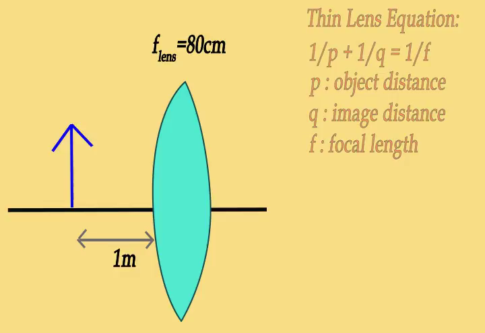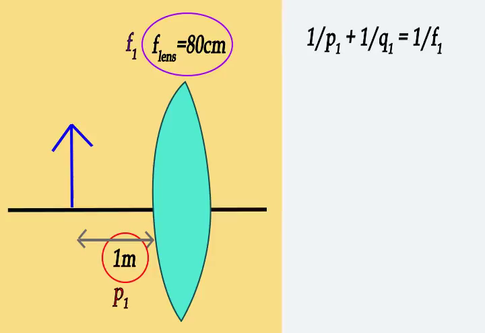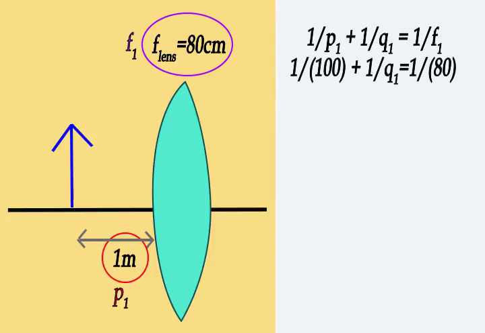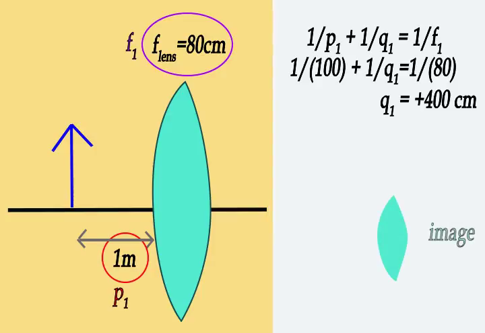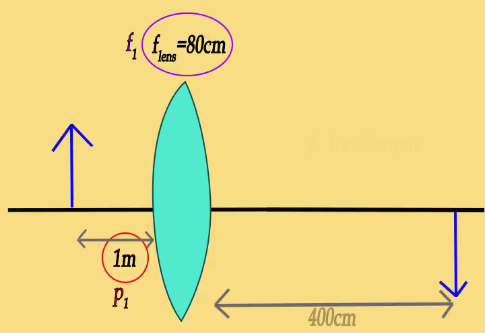Back to the question, we have the first object distance, p1, and the first focal length, f1, therefore, we can use the equation to find the image distance. By substituting the numbers into the equation, we can obtain the first image distance, q1, is equal to positive 400 centimeters. It is a positive sign, that means the image is on the right of the lens, since the image of a lens is supposed to appear on the opposite side of the object. Then, back to the question. We now know that the image is formed on the right of the lens with a distance of 400 centimeters.